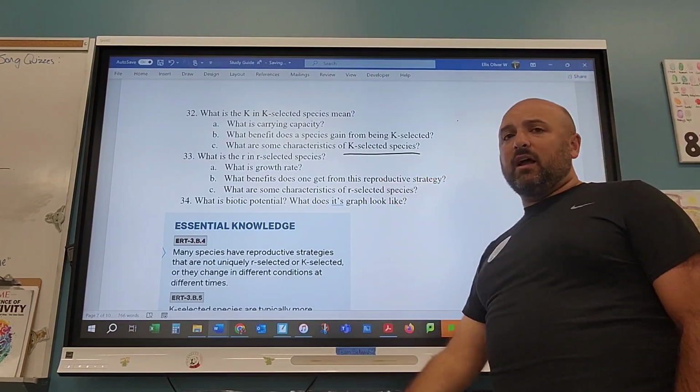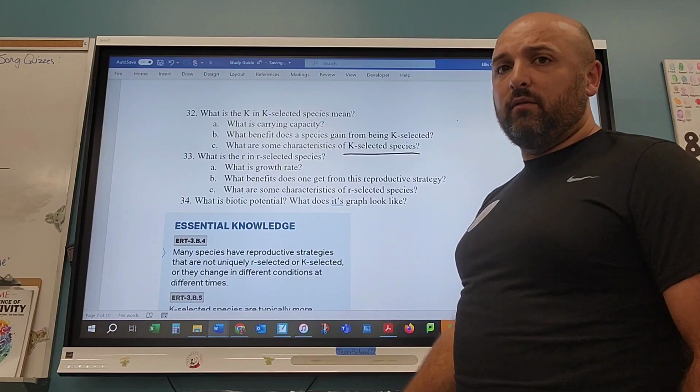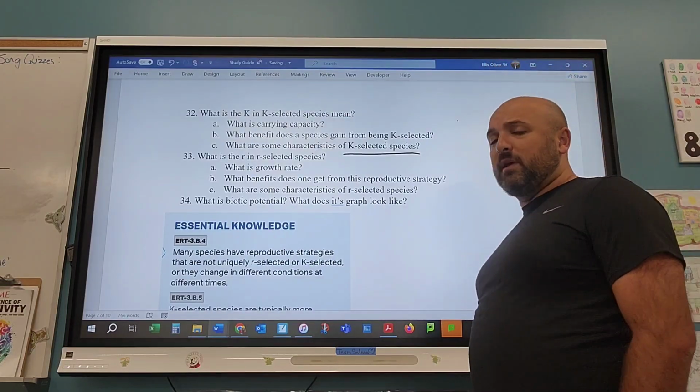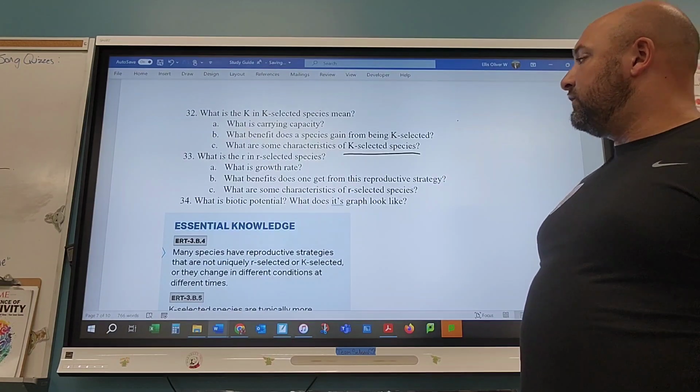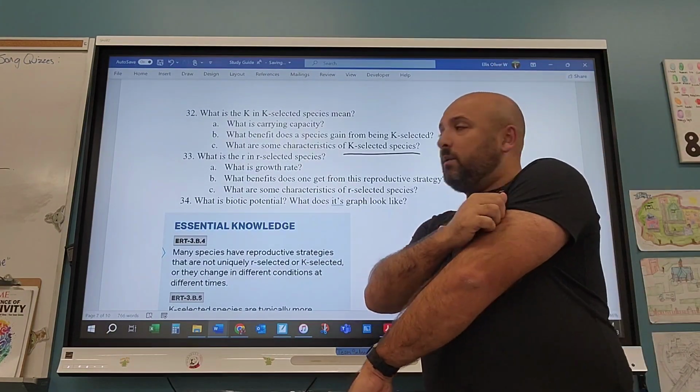Characteristics, again, they have lots of offspring. They spend no time taking care of them. They just throw them out there and hope some survive. R-selected species also mature very young, so it doesn't take them long to be able to reproduce.